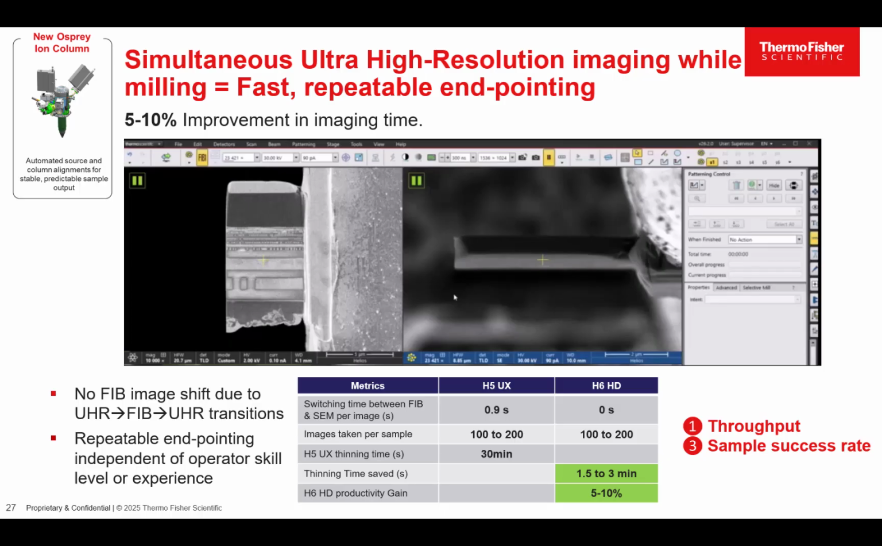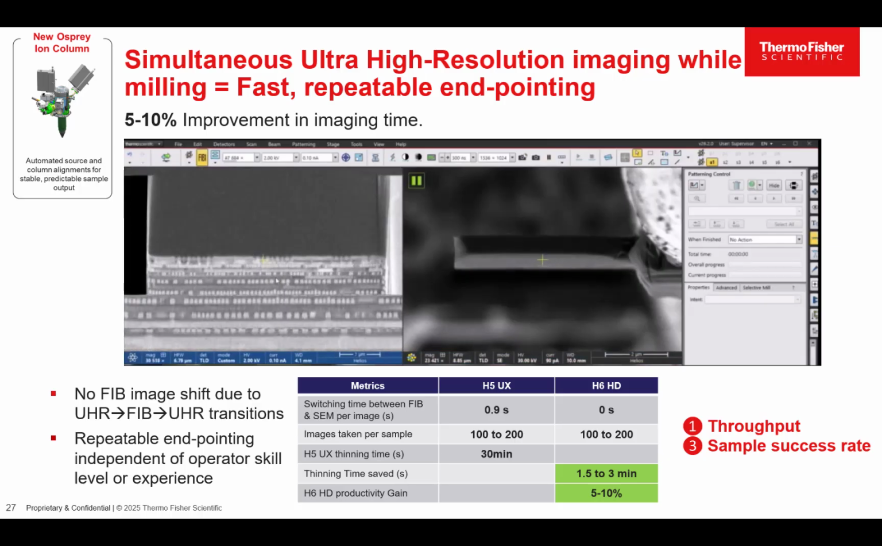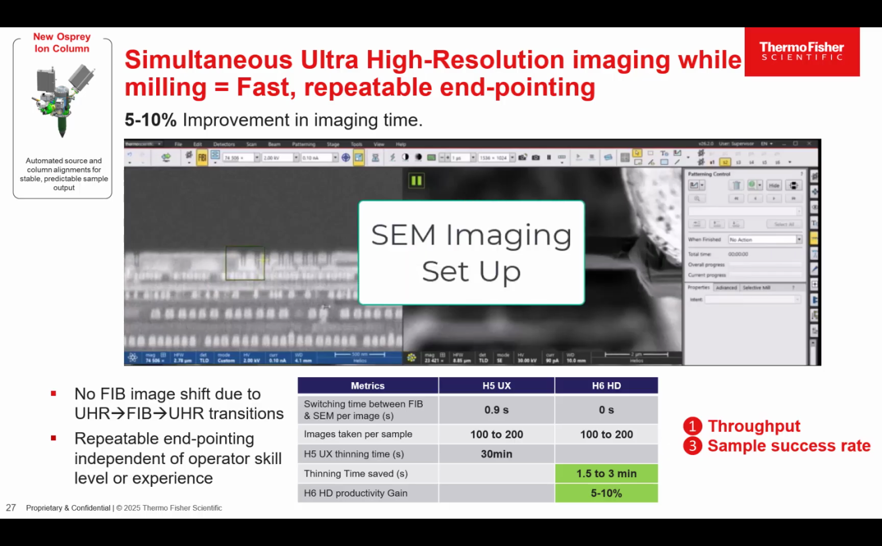So the Helios 6 HD has ultra high resolution imaging while you're milling. And you don't even have to use the iSPI feature and pause the FIB while you're milling. You can actually live image while you're cutting. And I'll show you a video of that. Oh, great, there's a video here. Okay, let's see this.